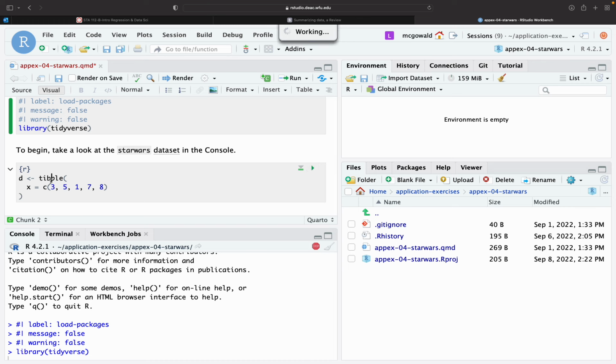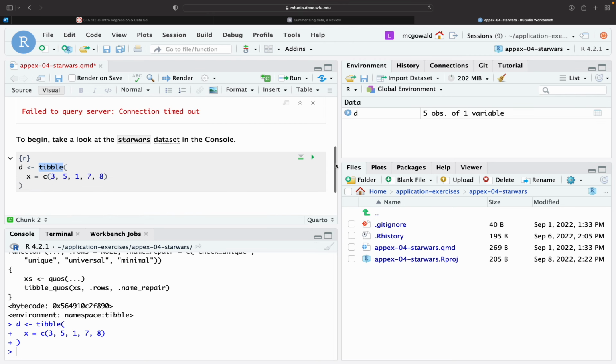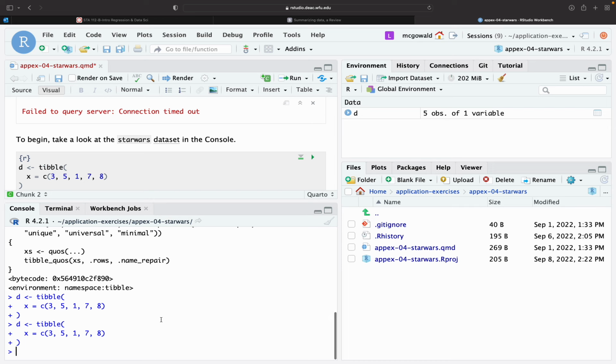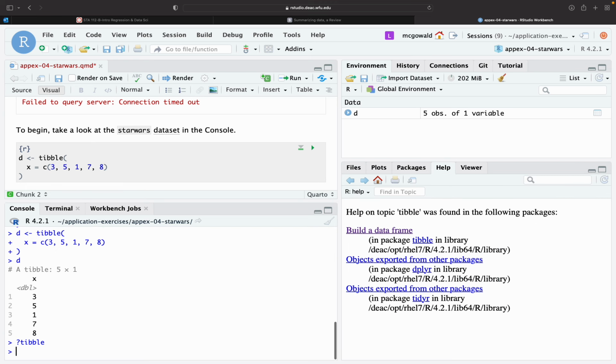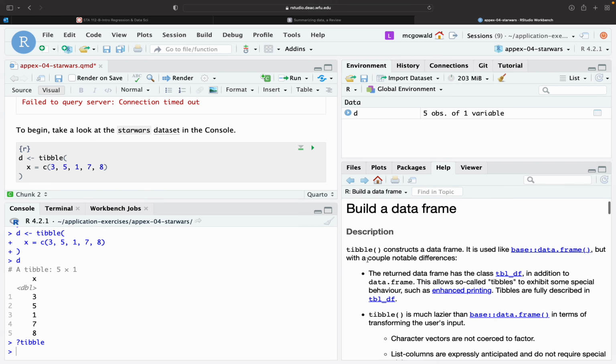The tibble function is very similar to the data frame function. Tibbles are data frames, but with some extra pizzazz in that when you print a tibble, it'll give you a little more information. The typical data frame wouldn't have information about the number of rows and columns, and also wouldn't print information about things like the variable types. If I typed ?tibble here and I click on this top one, I can see information about how it constructs a data frame. And after running that, you'll notice I have this data frame called D up here in my environment, so that worked as well.